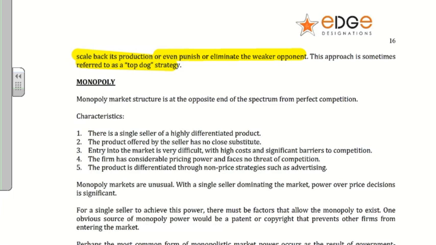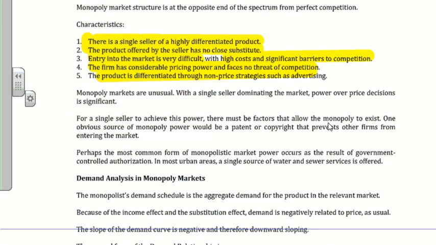Okay, we move to our next market structure, which is monopoly. We've seen this before. Opposite side, what's monopoly? Single seller of a highly differentiated product. The product offered has no close substitute. Entry into the market is difficult. High costs and significant barriers to competition. The firm has considerable pricing power, no threat of competition, and is differentiated through non-price strategies such as advertising.